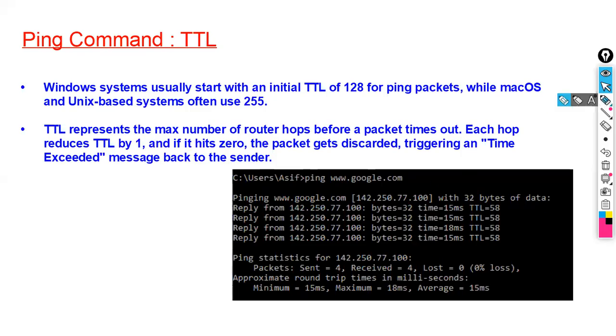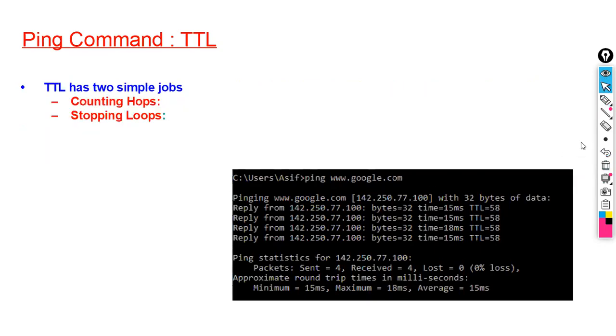All right. So guys, the TTL value is used for 2 things. Or you can say there are 2 uses of this TTL value. Let us try to understand both. The first use of this TTL value is to count the number of hops. I will tell you what counting the number of hops means. And the second use is stopping the loop. So guys, remember these 2 points. The first use is to count the number of hops. The second use is to stop the loop in your network. Let us see what these 2 jobs mean.